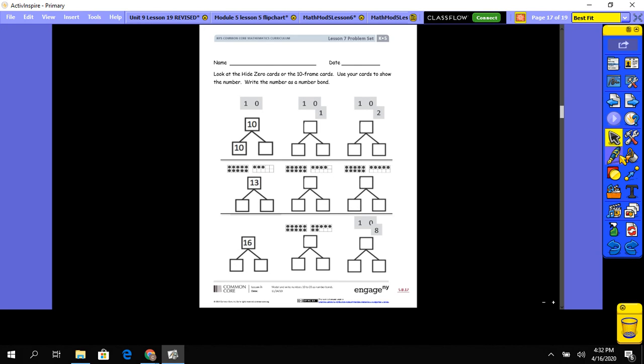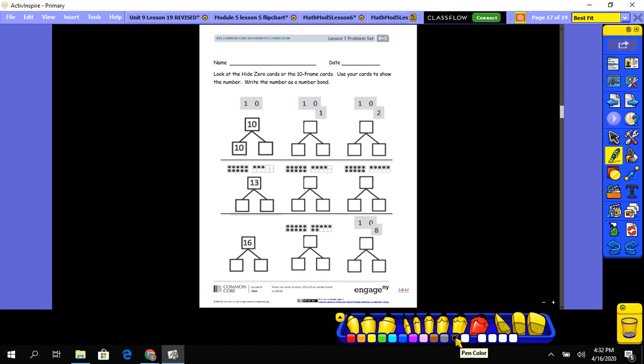Now let's look at our page. We have to create number bonds to go with our hide zero cards and our pictures. Let's look at the first set of hide zero cards. When I look here, I see that it's just a set of 10. There's nothing left over to cover the 0. So the whole amount is 10, one part is 10, and there's nothing left over. What number do I write for nothing? That's right, just 0. 10 is 10 and 0.